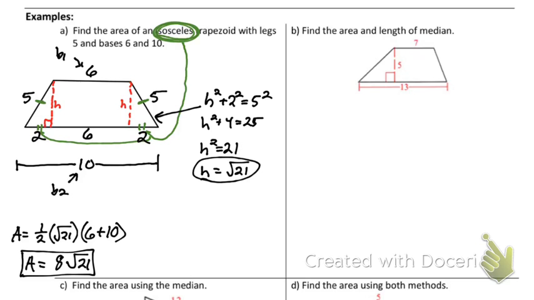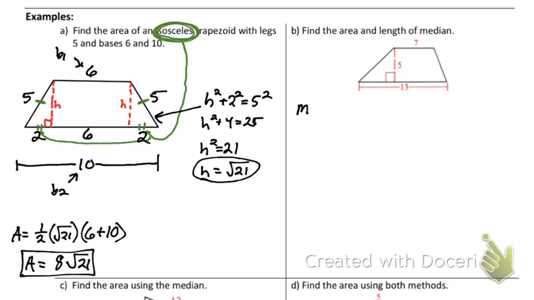Our next one adds just a small little detail. It says find the area and the length of the median. Hey, let's find the length of the median and then use that to find the area. That's kind of how I geared this one problem too. So we could just find the area right off the bat. We could go half of 5 times 7 plus 13, but let's find the median first and then use that.